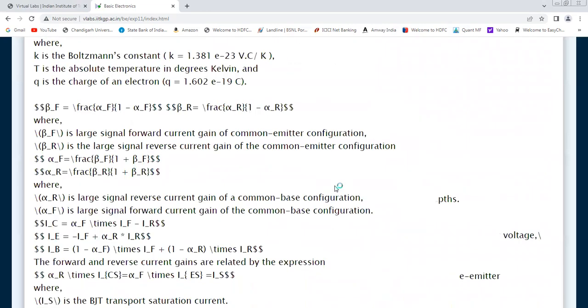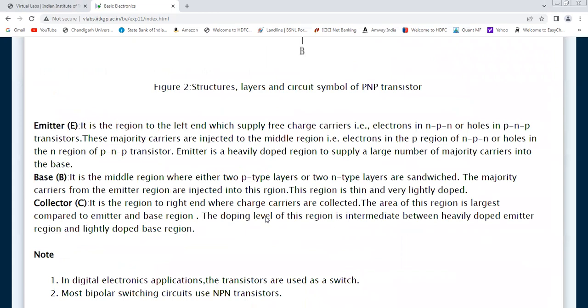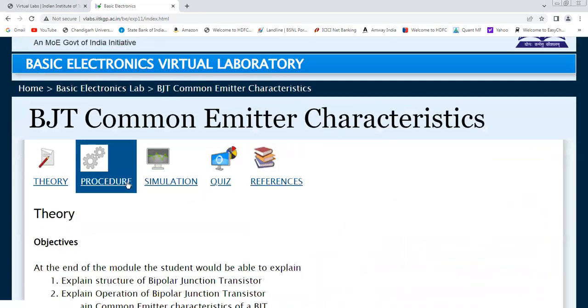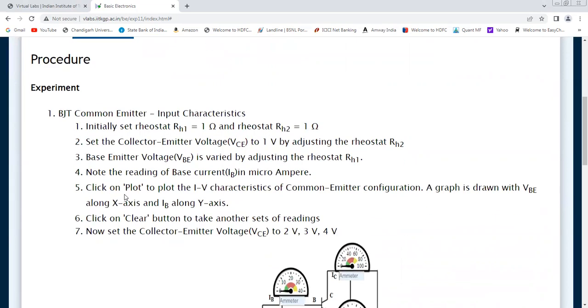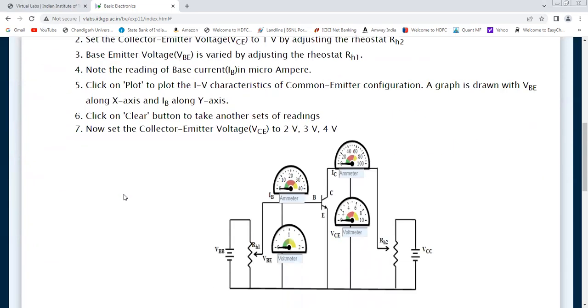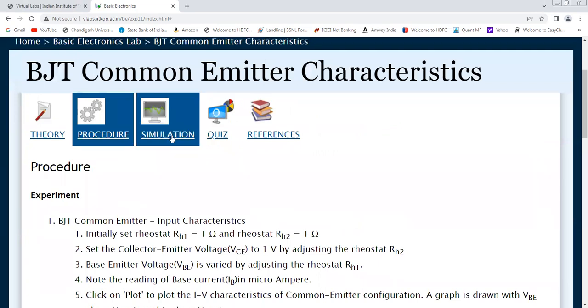Once you have studied this and drawn all these circuit diagrams, you will go to your next option, which is the procedure. Here the complete procedure is written, and we will use each and every step in order to obtain the graph. Then I will take you to the simulation part.